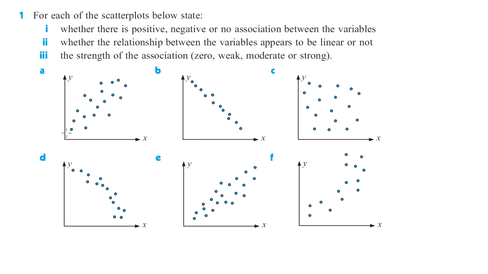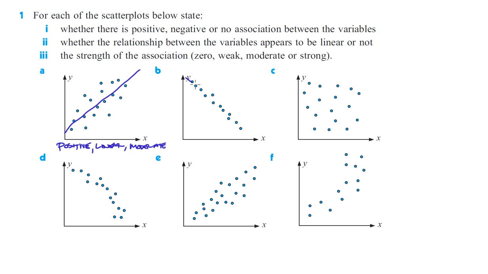So this one here appears to have, for the most part, a positive. It's definitely positive. It makes a nice straight line, so we go with positive, linear, and it's not really quite strong, but it's definitely not weak, so let's go with moderate. Moderate strength of association. Okay, so positive, linear, and moderate.